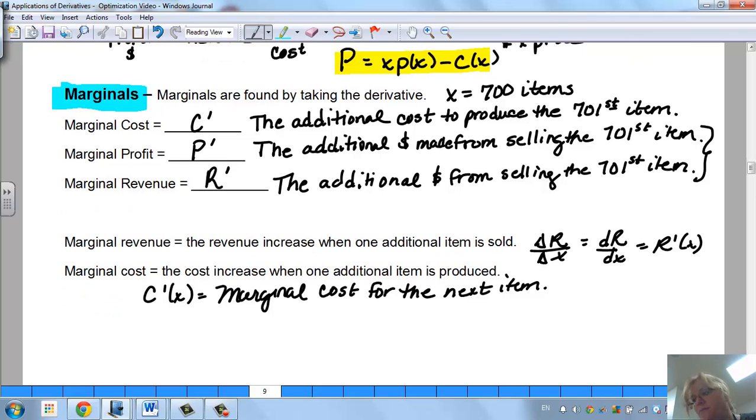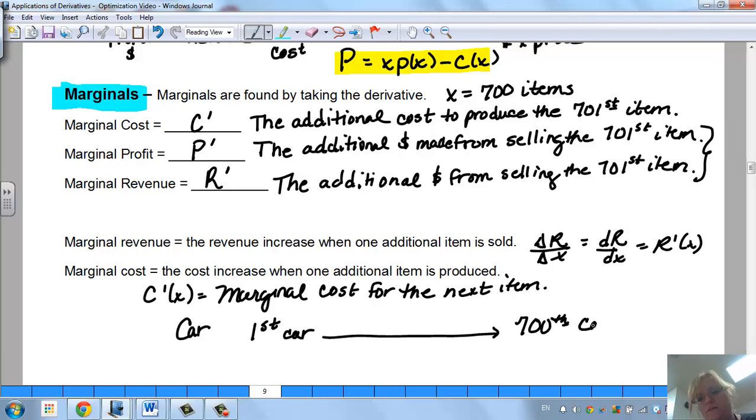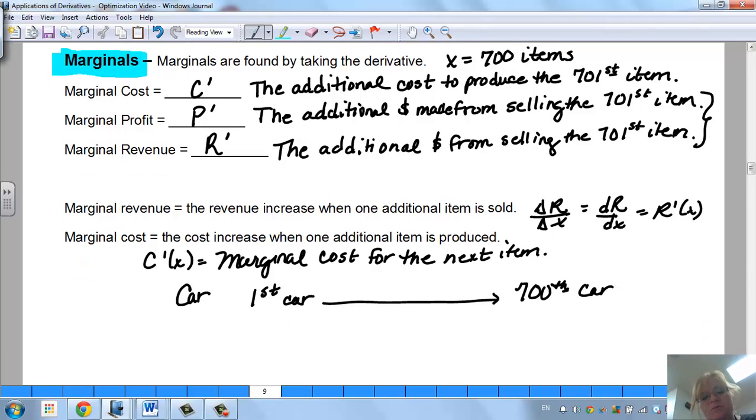All right, so basically this is what the question is: if we're selling cars, if you make the first car all the way, now we're on, we'll say the 700th car, is it going to cost you the same to produce those? Well, that's always a big question. Is it going to cost the same?